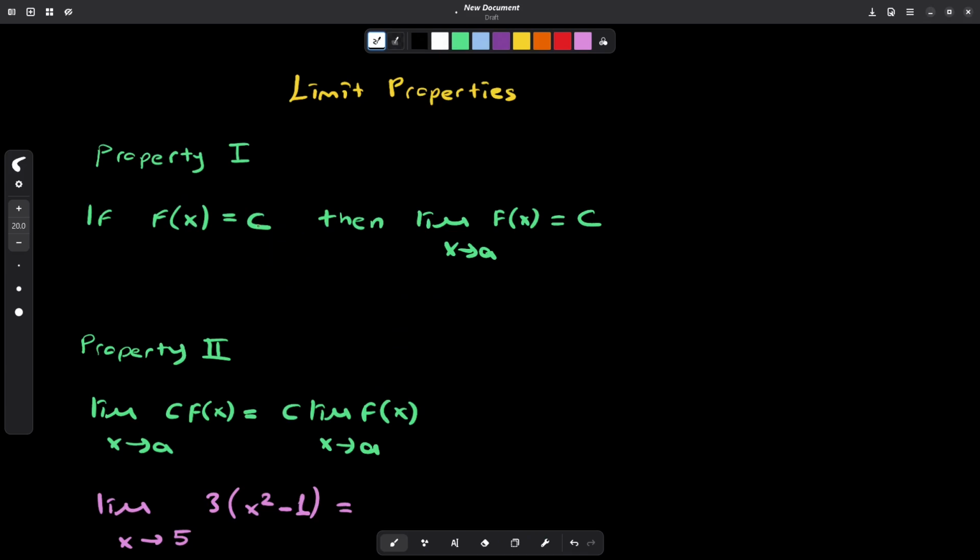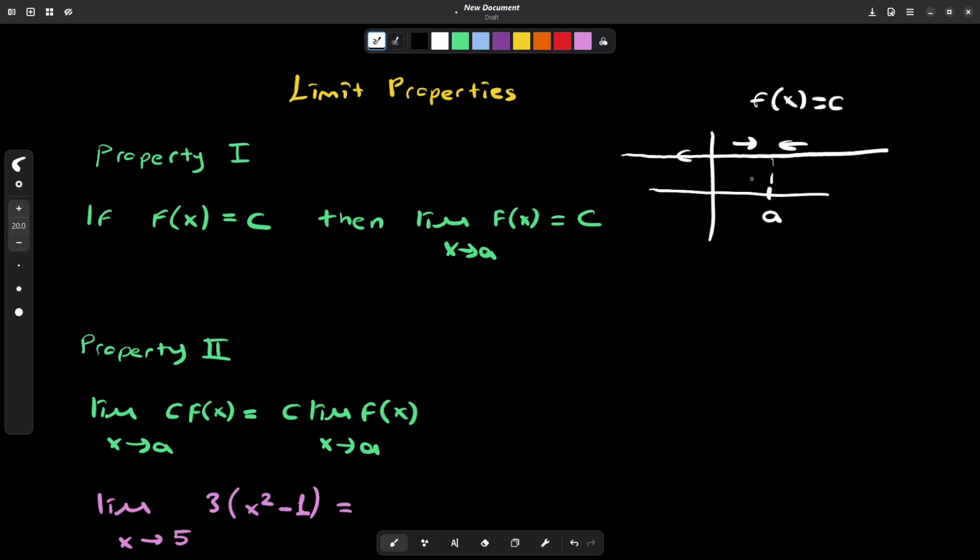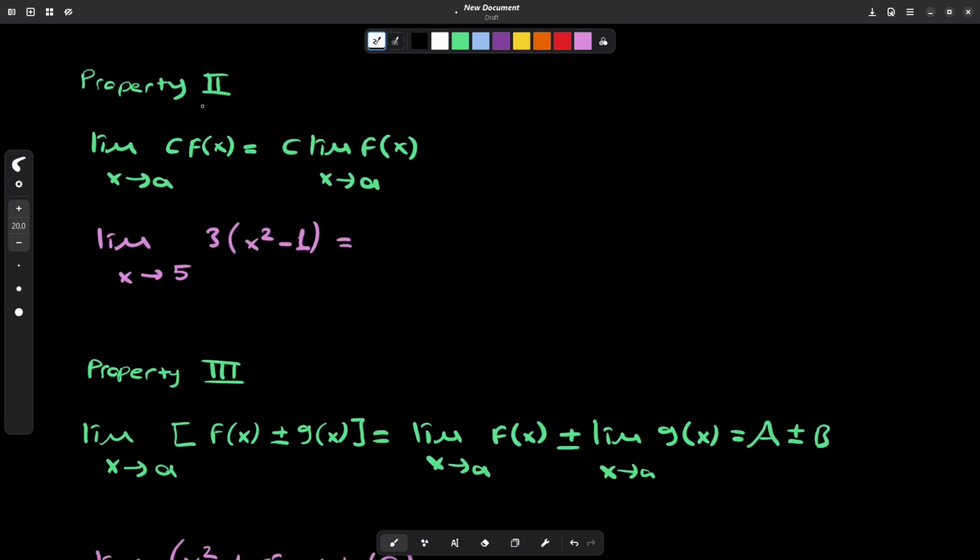Property 1. If f(x) is equal to c, then the limit of f(x) as x approaches a is also c. Why? Because let's draw f(x) equal to c. Let this be our c, and the graph is like this. For any point a, if we check the limit from the left and the right, we see that the limit of f(x) as x approaches a is also c. A really simple property.